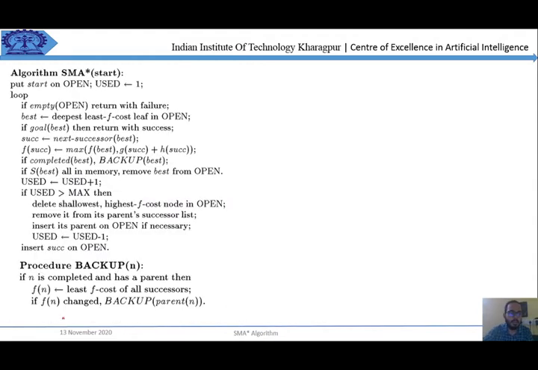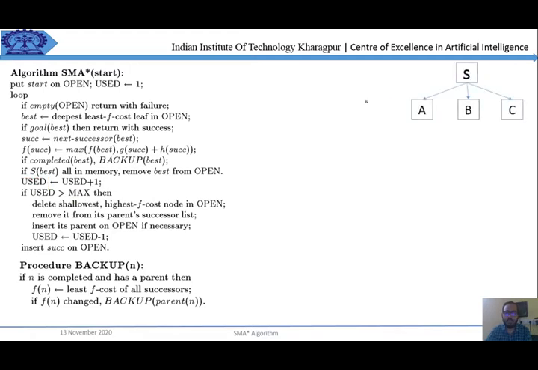This is the algorithm that was presented in the paper by Stuart Russell. There are two main things prominent here: max and used. Max states how many nodes can be in memory at any point of time in the search, and used is a counter of how many nodes are currently in memory. So max keeps a limit on how many nodes are allowed in memory, and used keeps count of the nodes in memory.